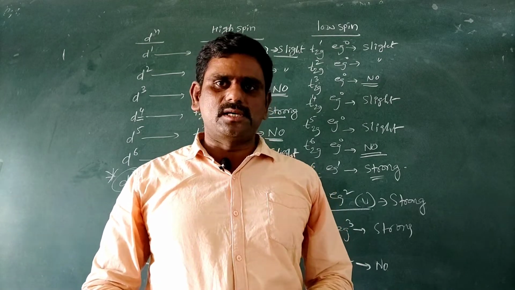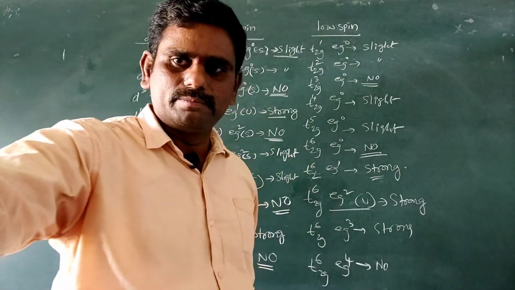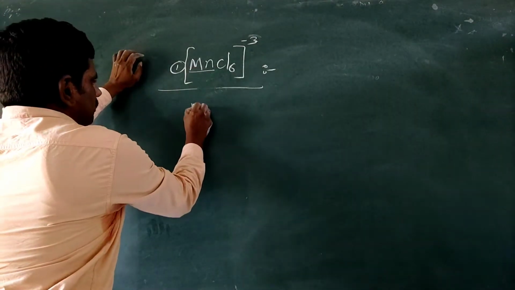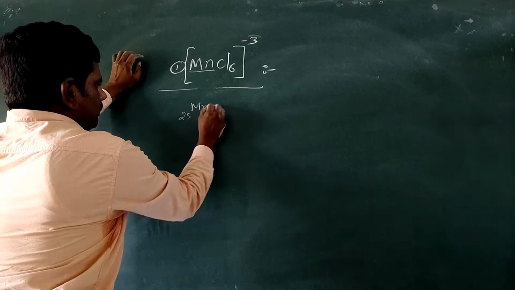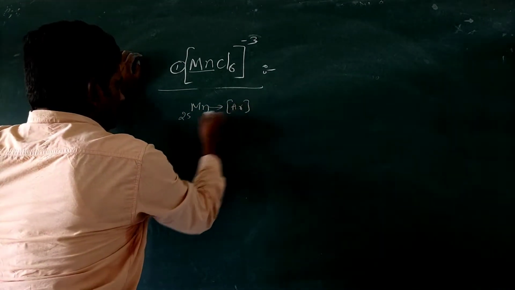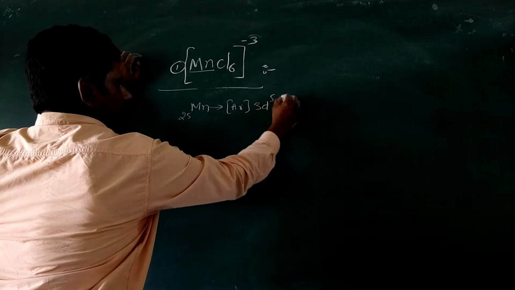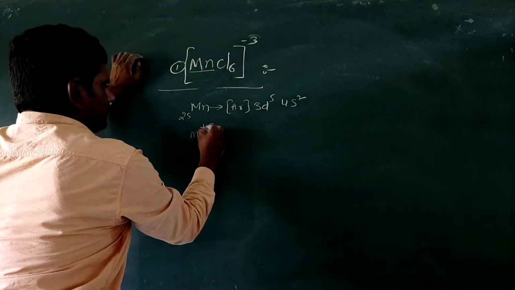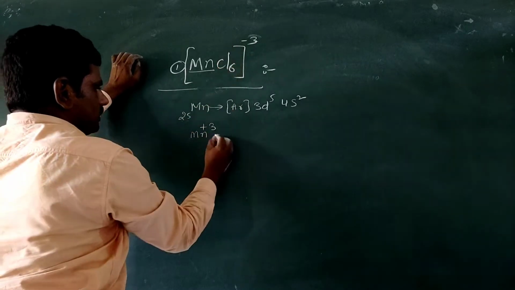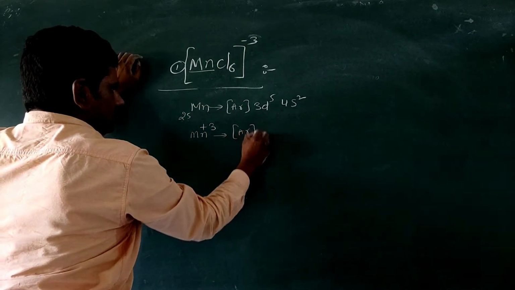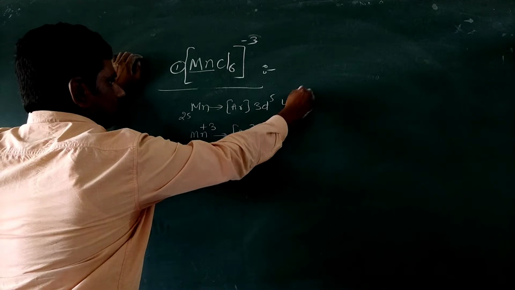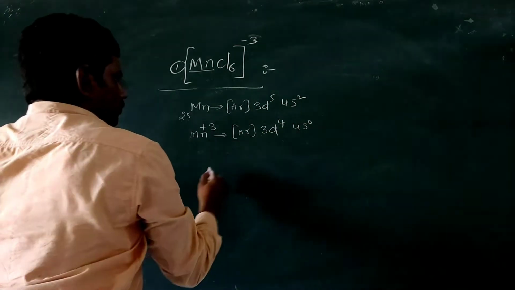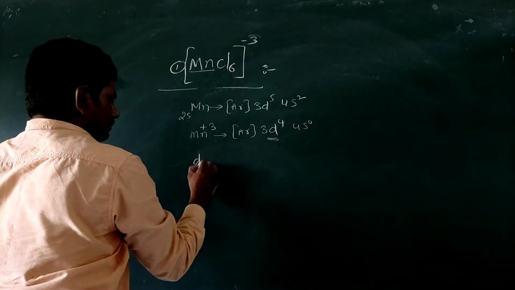Now we will apply this concept to complexes. See, in this octahedral complex, manganese atomic number is 25, after argon 3d5 4s2 is the electron configuration. What is the oxidation state here? Mn plus 3, 6 minus 3, since the ligand carries negative charge. Simply we can subtract: 2 electrons from 4s, 1 electron from 3d. So 3d4 is the configuration.